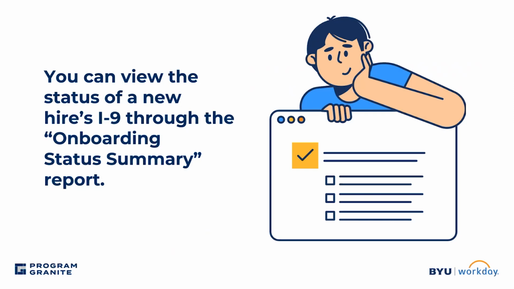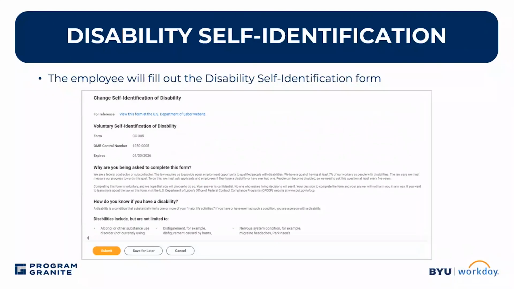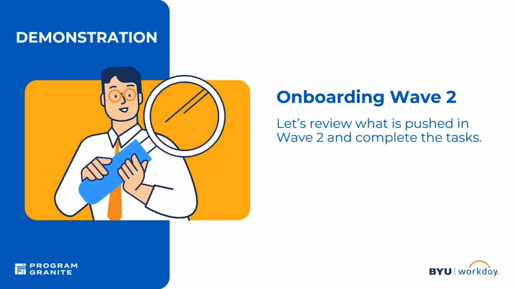Okay? Remember the two columns that you have? The onboarding status, see, in progress or completed. Payment election, that's straightforward and you know how that works. Veteran status identification, straightforward, you know how that works. Disability self-identification, straightforward, you know how that works. Okay, so we'll look at these tasks in my inbox.